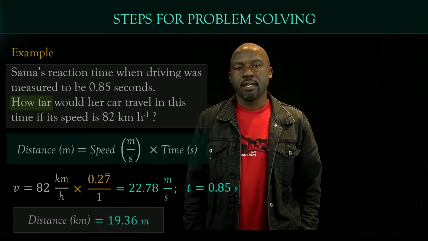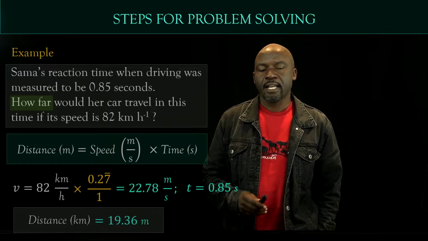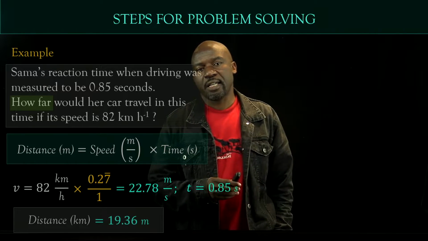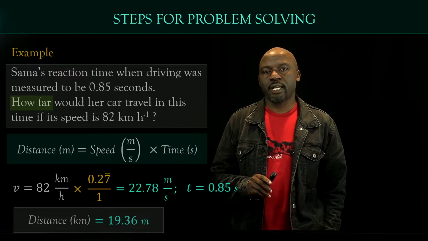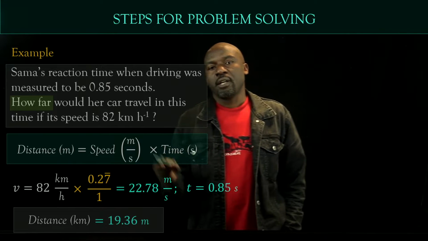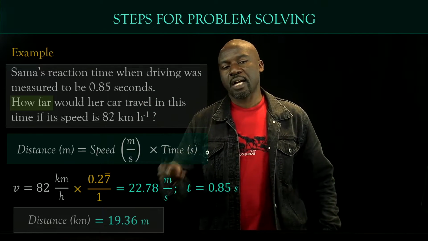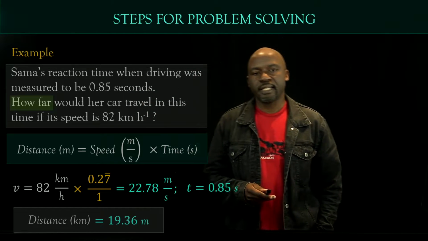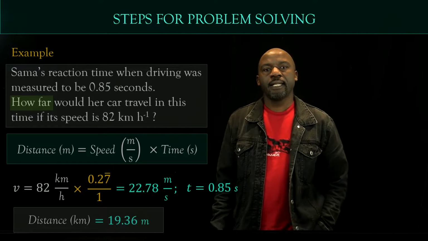brake. All right, so if her reaction time is 0.85 seconds and she's traveling at 82 kilometers per hour, in the duration of her reaction time before she steps on the brake, the car will have traveled 19.36 meters. Okay, like that.